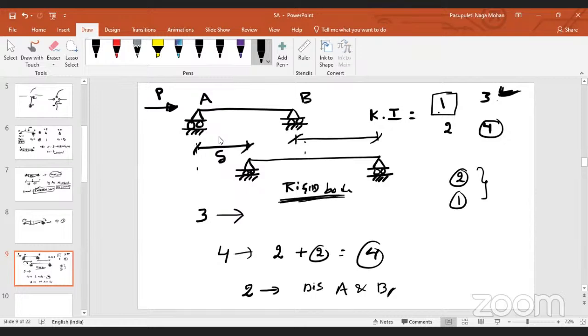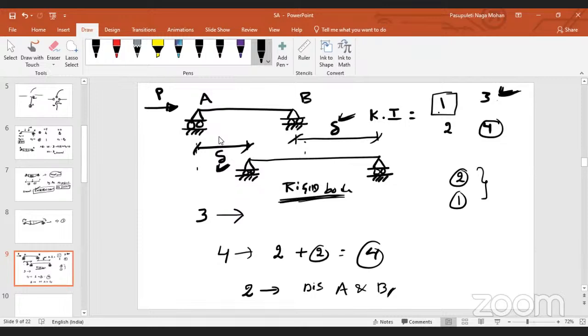What is meant by rigid body motion? Initially, it is at one point and it is moved to some other point. That's it, right? Here also it will be delta. If this delta is known, don't I know this delta? Both are the same. Now, how many unknowns?